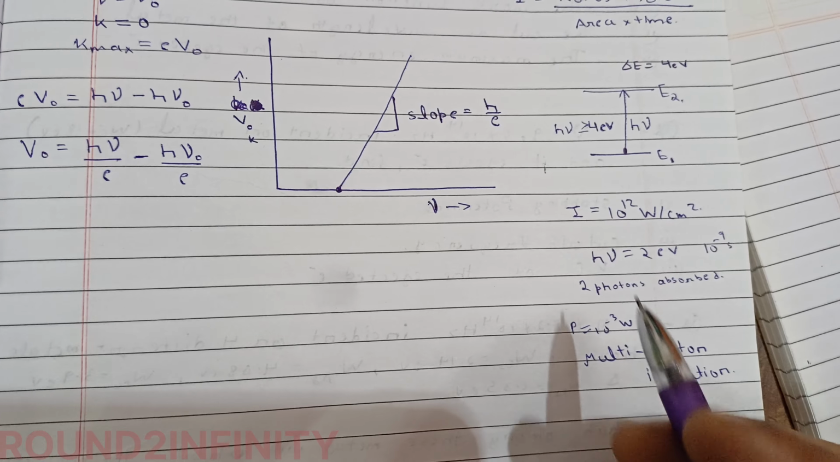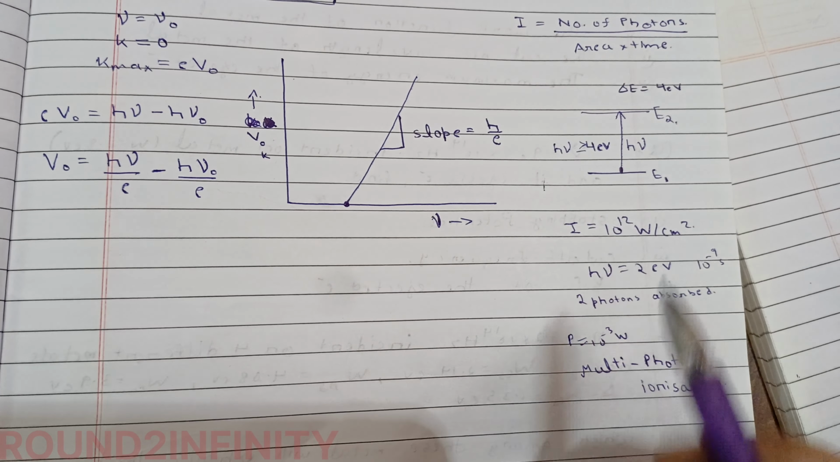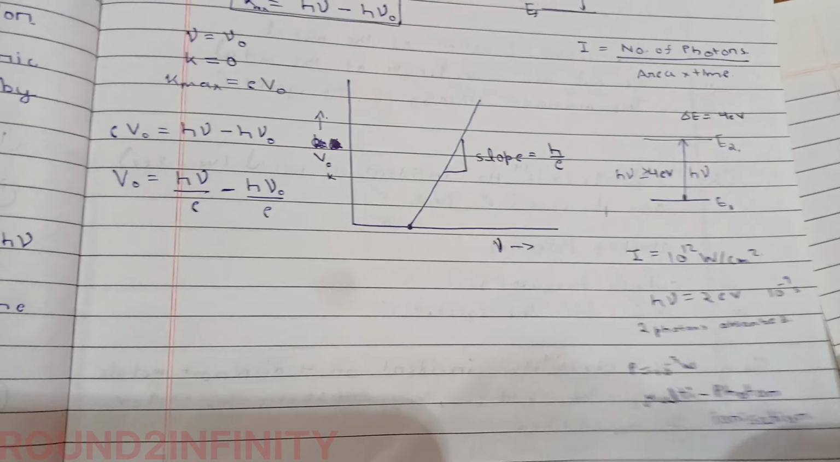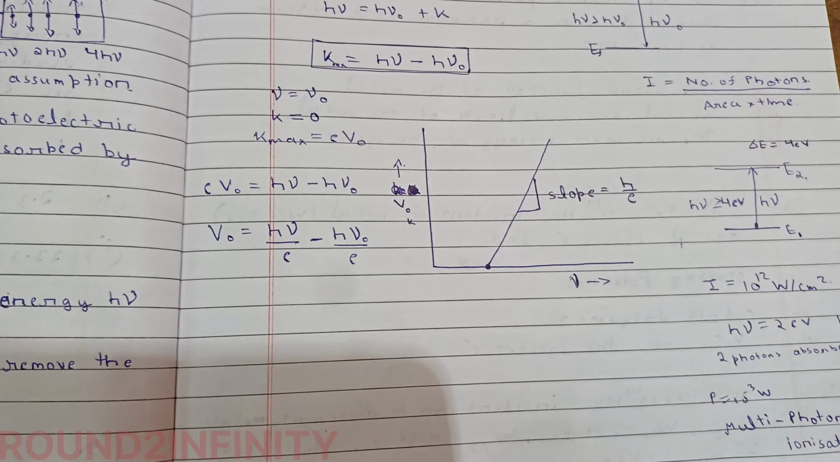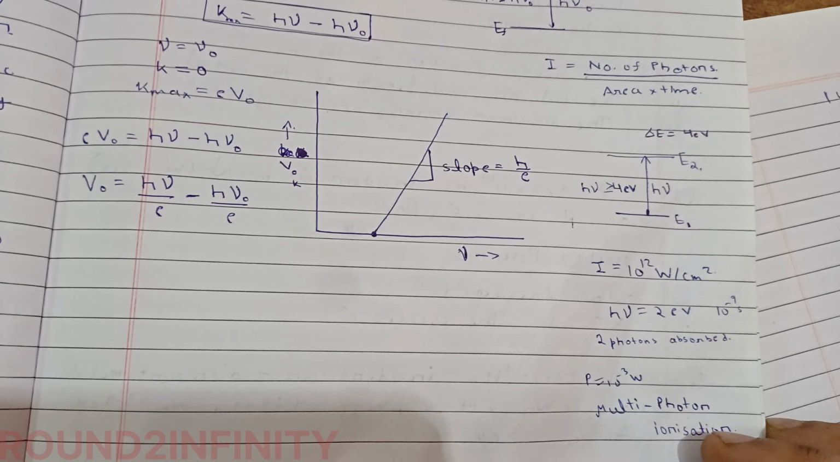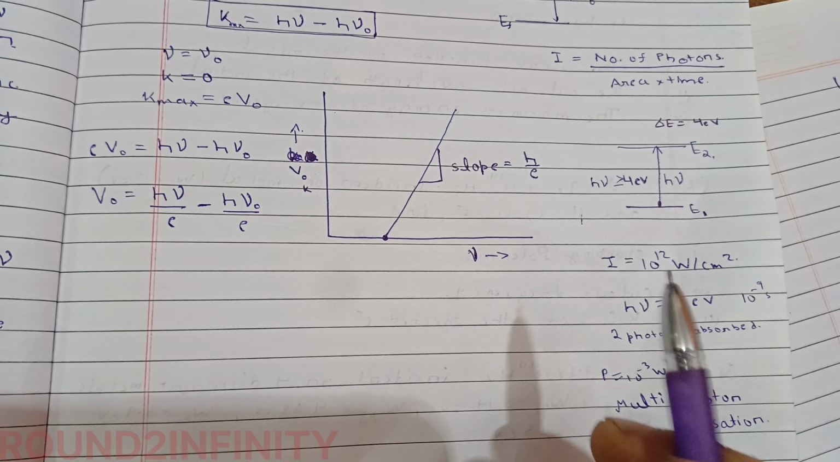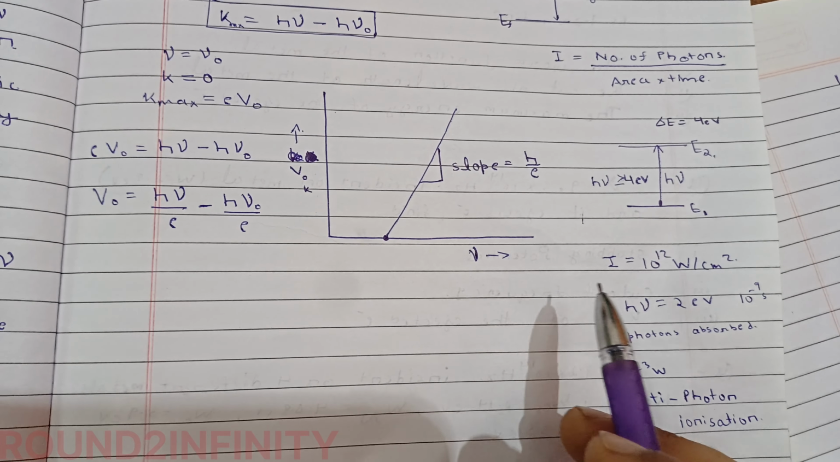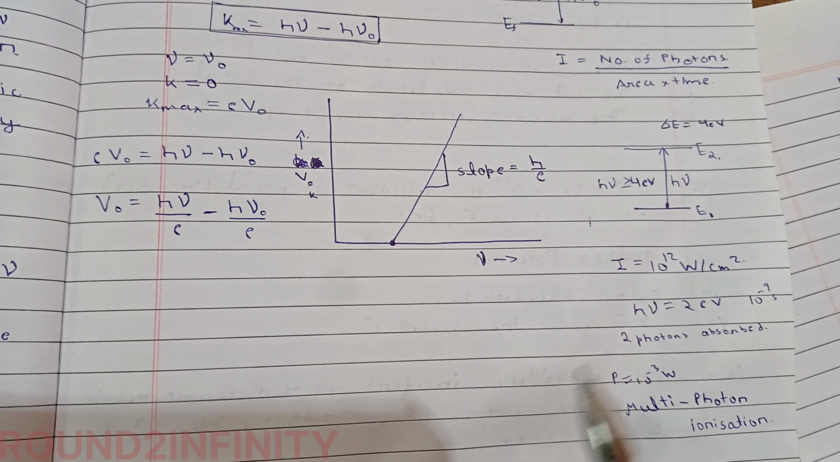Just remember, not only 2 photons, it can absorb 30 photons, 40 photons also, depending on the intensity. For low intensity, this result is very much valid. Just remember this. So if somebody asks you in the interview whether an electron can absorb more than one photon, your answer should be yes, but with the condition that the intensity should be very large. Otherwise it will absorb only one photon.